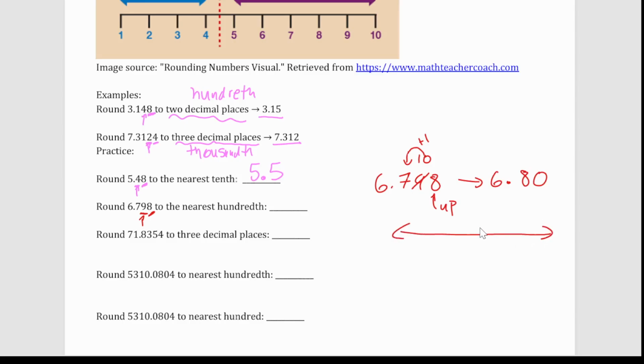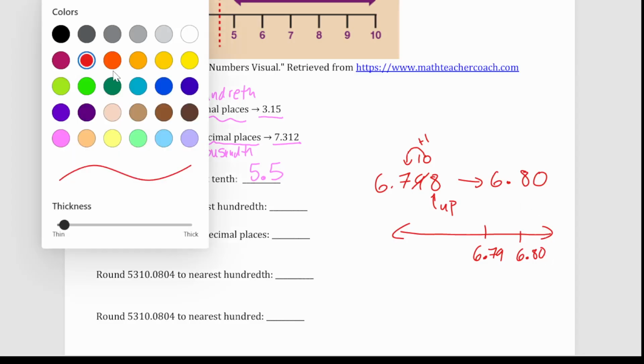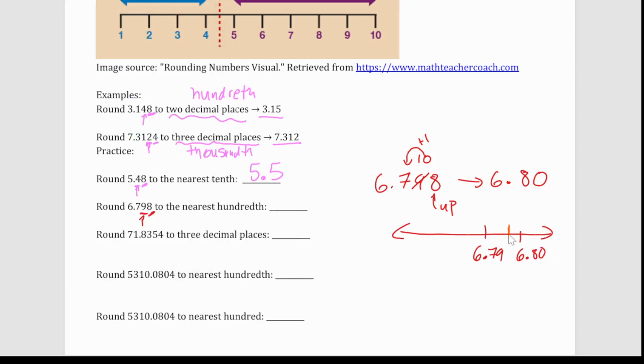And it makes a little bit more sense if you sort of picture this on the number line that we currently have 6.79 here. The next number would be 6.80 here. And that 6.798 is right there in between, but just a little bit closer to the 6.8. So that's ultimately why he would round up to 6.8.